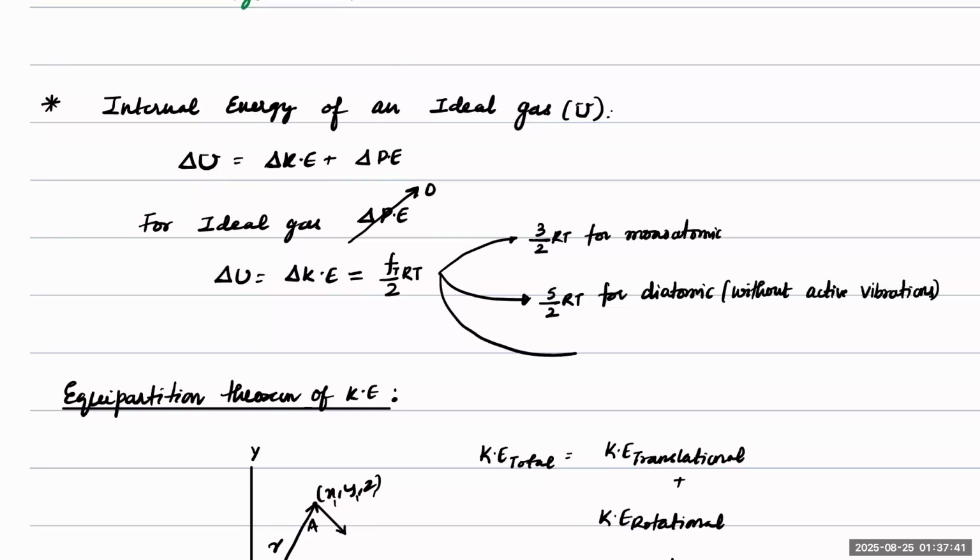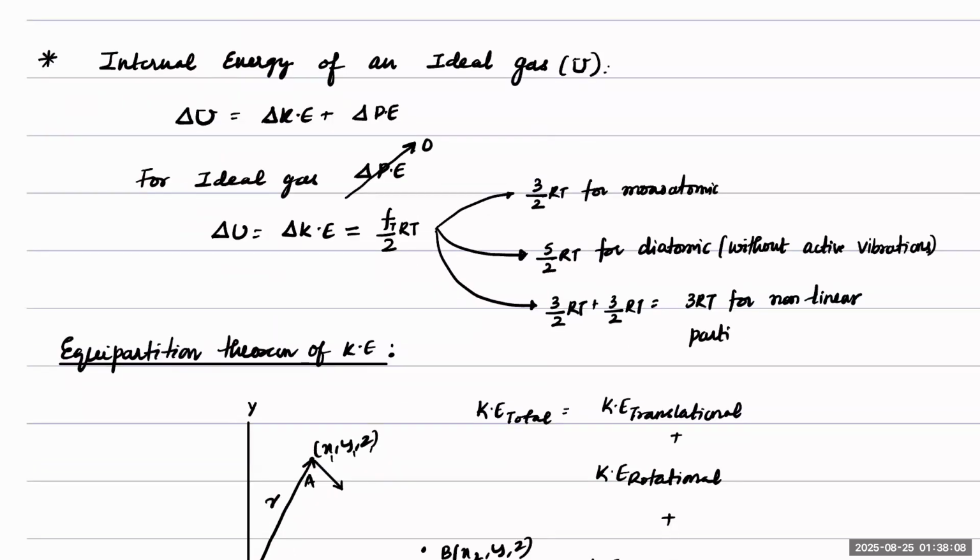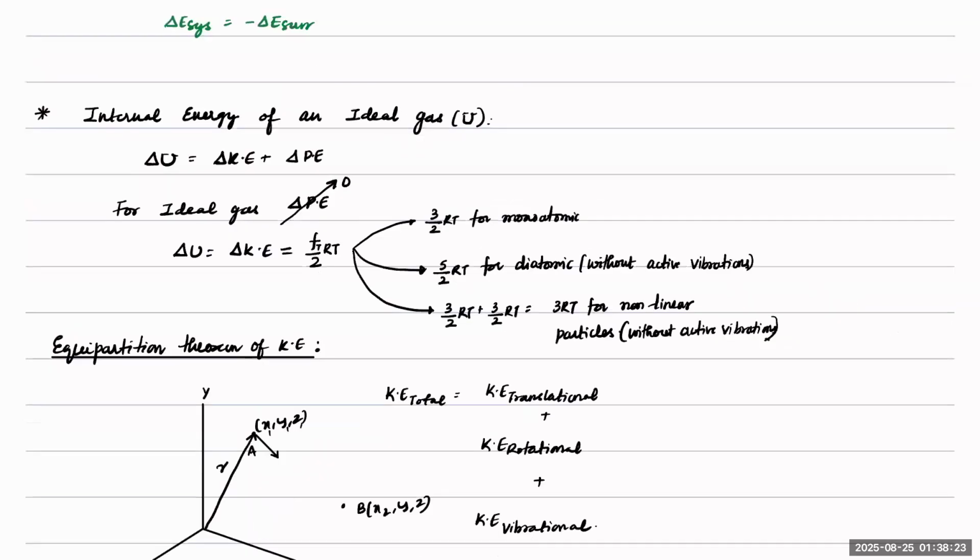And it could be, see, 3 by 2 RT plus 3 by 2 RT. If at all I do this, how much will I get? Only 3 RT. So 3 RT for non-linear particles. Got it? Again, here also without active vibrations. So this is how the value of delta U will be for an ideal gas.